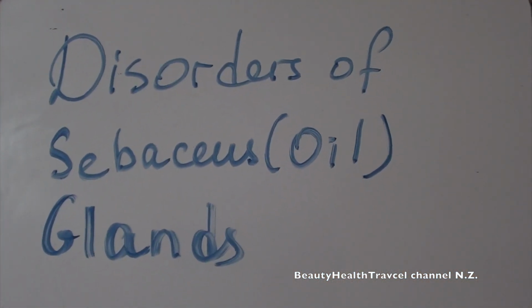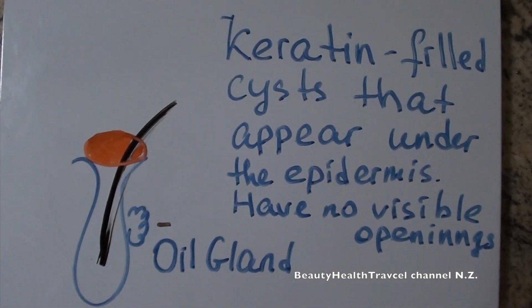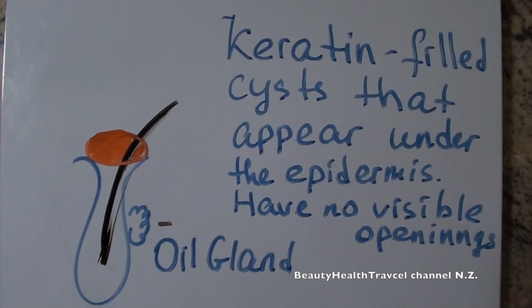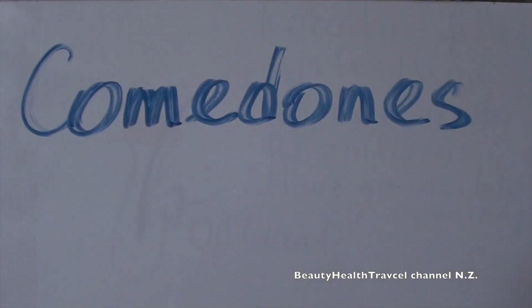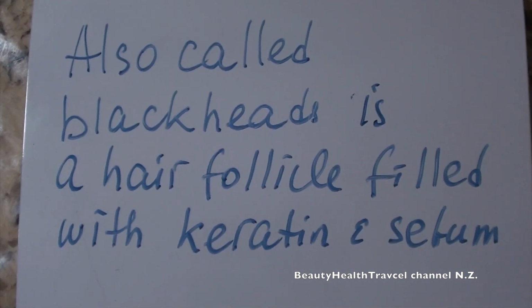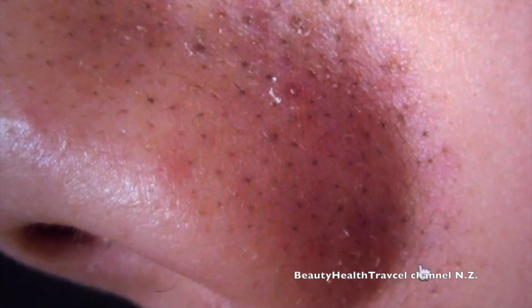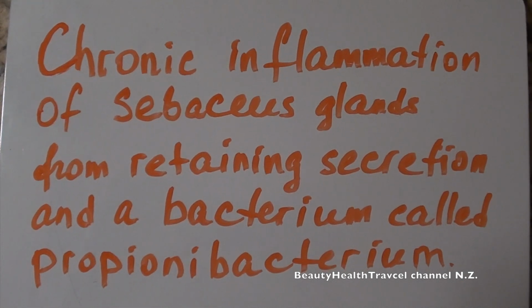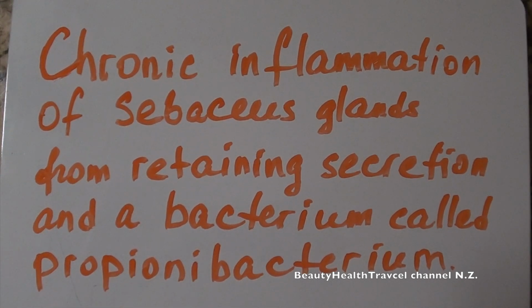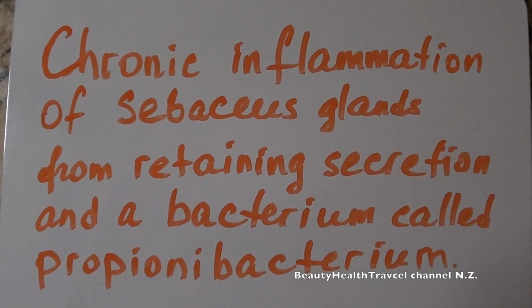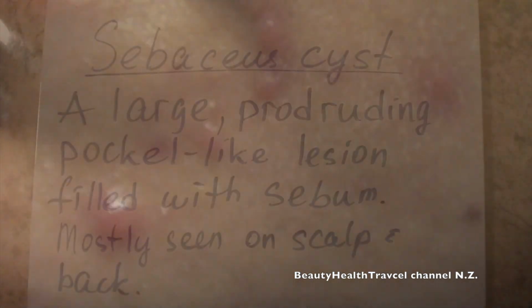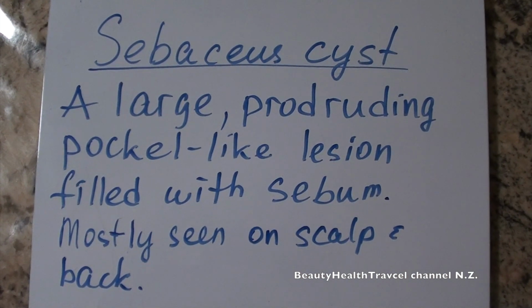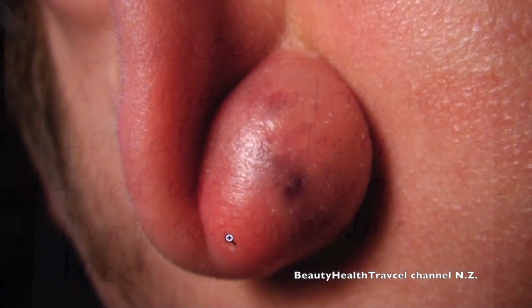Disorders of sebaceous oil glands. Milia, keratin-filled cysts that appear under the epidermis, have no visible openings. Comedones, also called blackheads, is a hair follicle filled with keratin and sebum. Acne, chronic inflammation of sebaceous glands from retaining secretion and bacterium called propionibacterium. Sebaceous cyst, a large sebum-producing pocket-like lesion filled with sebum mostly seen on scalp and back.